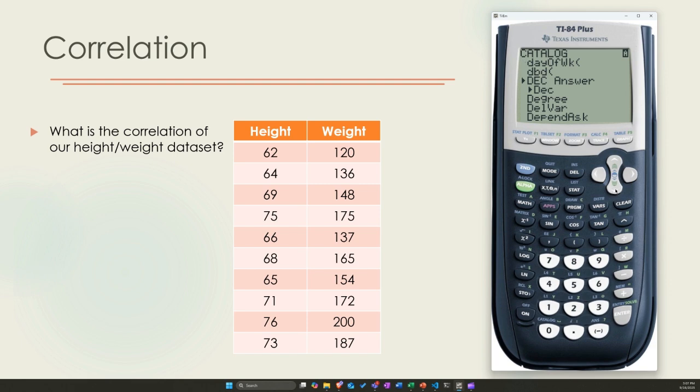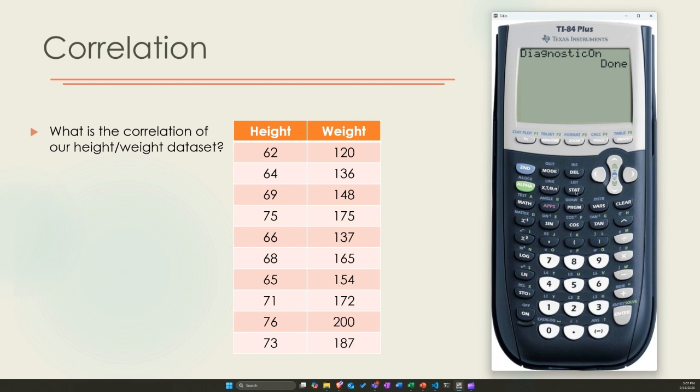And then you could scroll down until you find diagnostic on. We're going to need that. So find diagnostic on, have it selected, then push enter, and then push enter again. It'll say done. And if it says done like that, then the setting is turned on. You'll be able to see the correlation value.